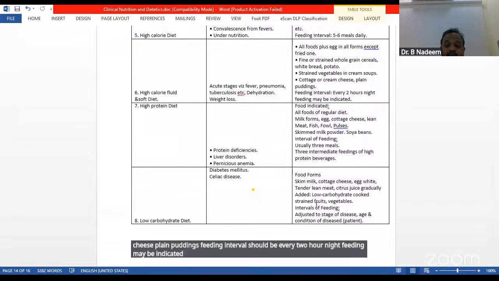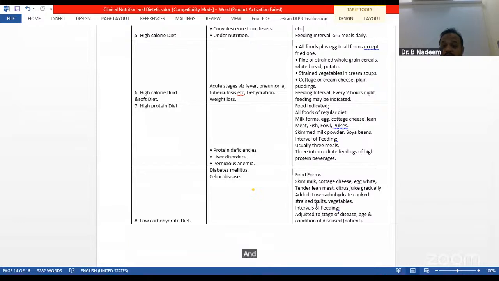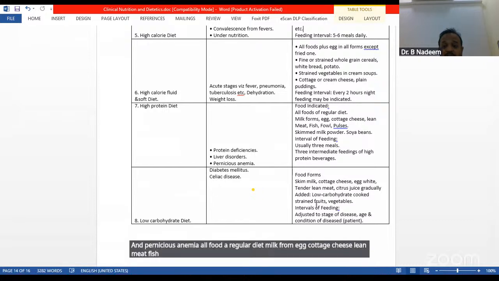Again, high protein diet, for those with protein deficiency, liver disorders, and pernicious anemia. All foods of a regular diet: milk, eggnog, cottage cheese, lean meat, fish, fowl and pulses, skim milk, potato, soya beans. Interval of feeding: usually 3 meals, 3 intermediate feedings or high protein beverages.